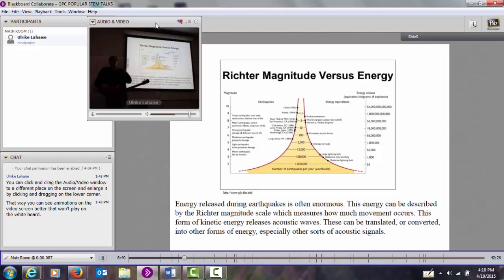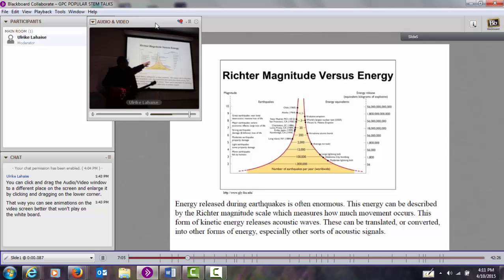The one that happened in South Carolina a few years back was equivalent to like, what, 400 tons of TNT. That sounds like a lot, but comparatively, you look at this, it's a drop in the bucket. I mean, the largest earthquake ever recorded was actually one of the shocks was 9.4 on the Richter scale.